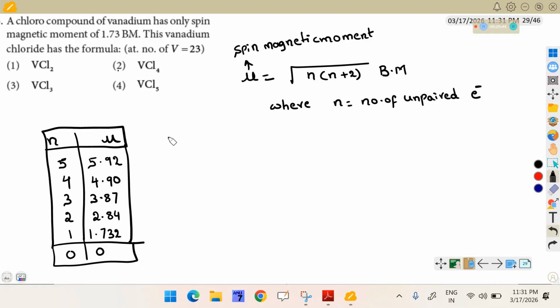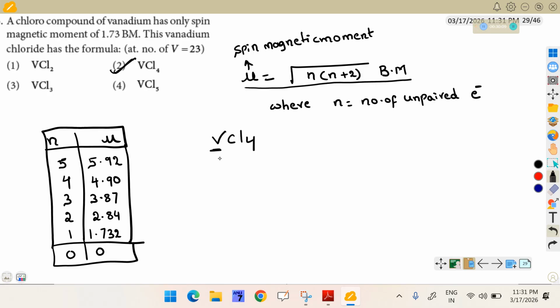A chloro compound of vanadium has only spin magnetic moment of 1.73 BM. This vanadium chloride has the formula? Spin only magnetic moment is calculated using the formula mu is equal to square root of n into n plus 2 Bohr magnetons. n represents the number of unpaired electrons. You can take the second option, VCl4.